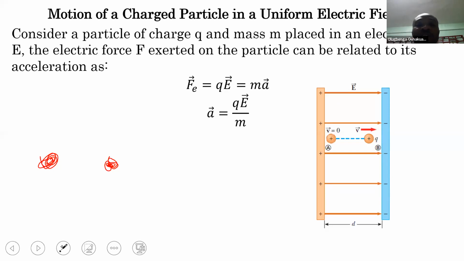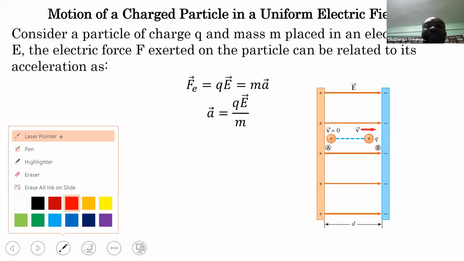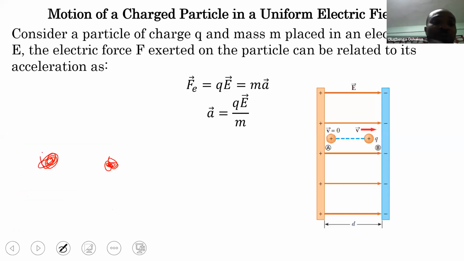Before it can move, it must have experienced a force. That is Newton's first law, right? Before it moves, it should experience a force. And when the charged body is in an electric field, it should experience a force. Newton's second law says that when it experiences a force, it should accelerate. And that should lead us to defining the electric force. In the past, we have defined our electric force to be KQ1Q2 over R squared.